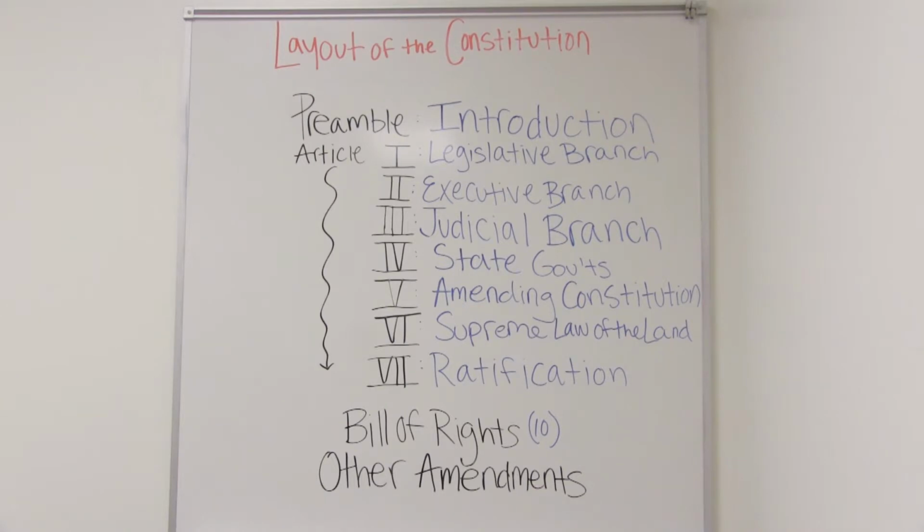Article 3 lays out the Judicial Branch. It talks about the Supreme Court and what they're in charge of, what they do. Article 4 talks about state governments and the separation of powers between state governments and federal governments.